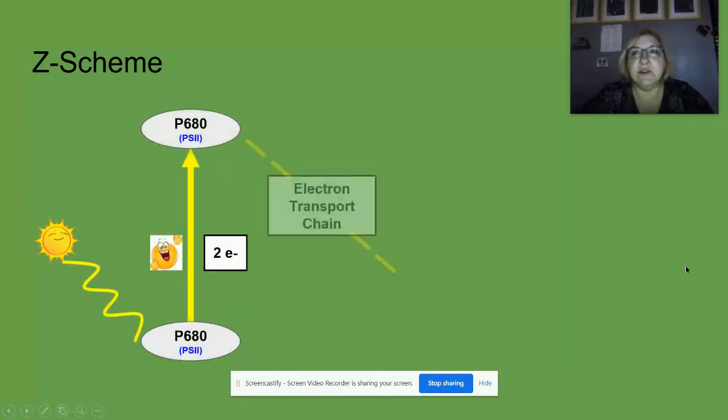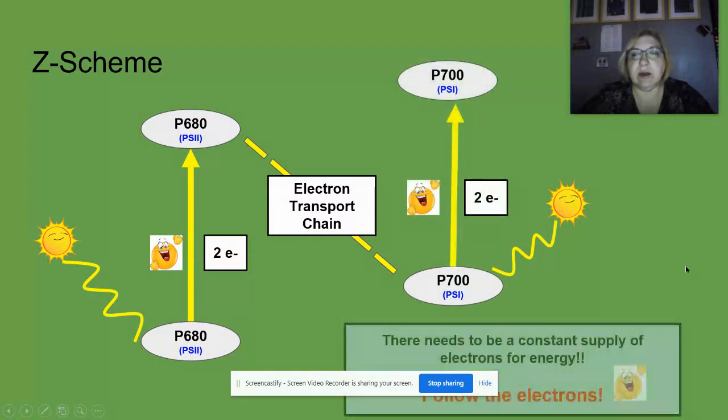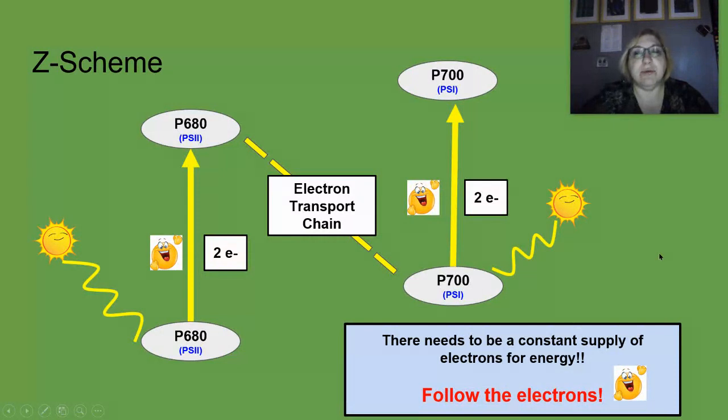Okay. This is called the Z scheme, and this is where the electrons go as they travel through it. So you've got your wavelength of light coming along. It enters into photosystem 2, and then the electrons, 2 of them, go up to a higher energy form in photosystem 2, and then they go through something called the electron transport chain. And I will show you a picture of that here in just a minute.